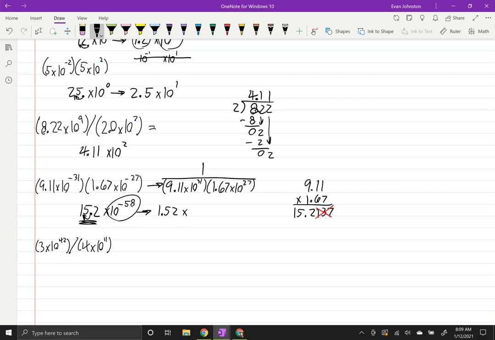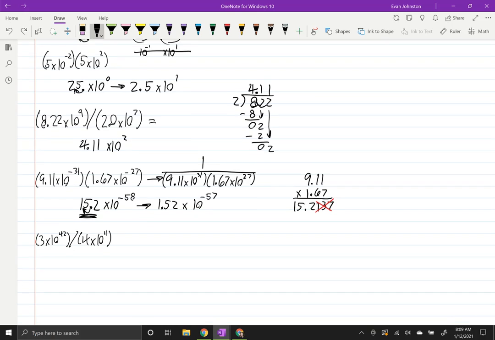But it gets a little dicey because we have negative powers of 10. Multiplying this by a positive power of 10 gives us times 10 to the negative 57, in fact, because we've increased it, and this is actually a bigger number than that original number. 10 to the negative 57 is larger than 10 to the negative 58.